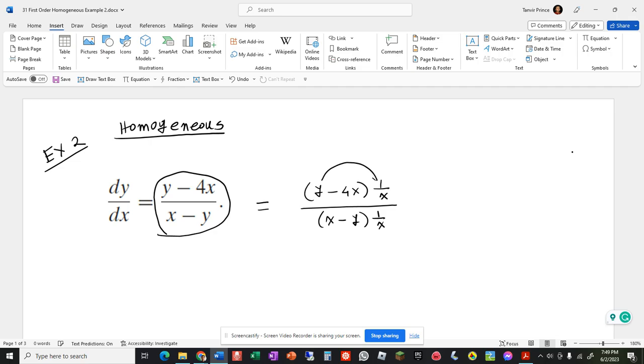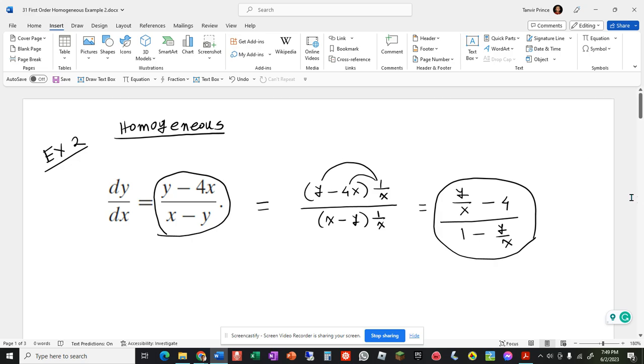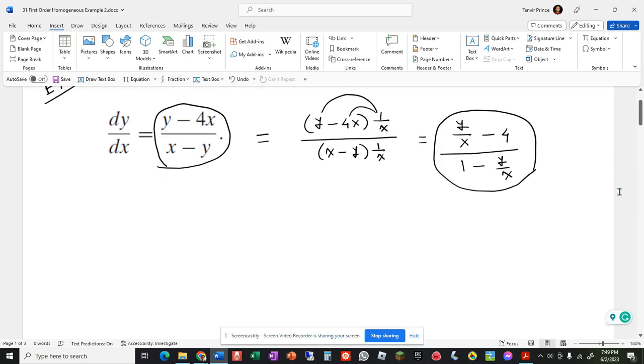When I multiply this out, you have y over x minus 4. Remember, x and 1 over x cancel each other. And here I get 1 minus y over x. So now you can see the right hand side is actually in terms of y over x. So the substitution is always the same for homogeneous: v equal to y over x.